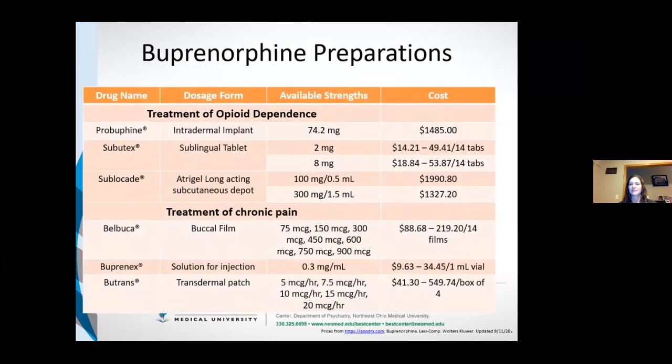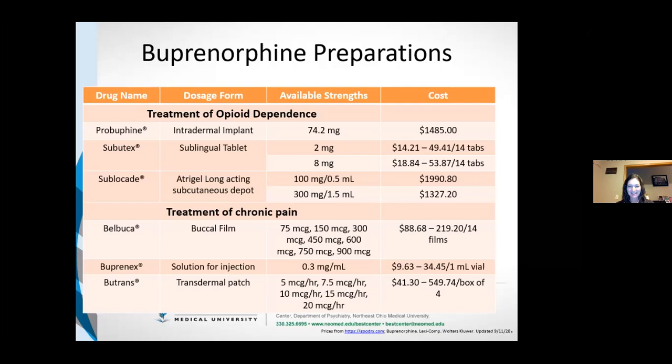All right. So we've got 2 different sets of buprenorphine preparations, one that are buprenorphine alone, and that's what's listed here. So our agents that are buprenorphine alone and approved for treatment of opioid dependence are the intradermal implant, our sublingual tablet, and then the long-acting injectable. There are a couple other agents listed here. Those have the indication for chronic pain.